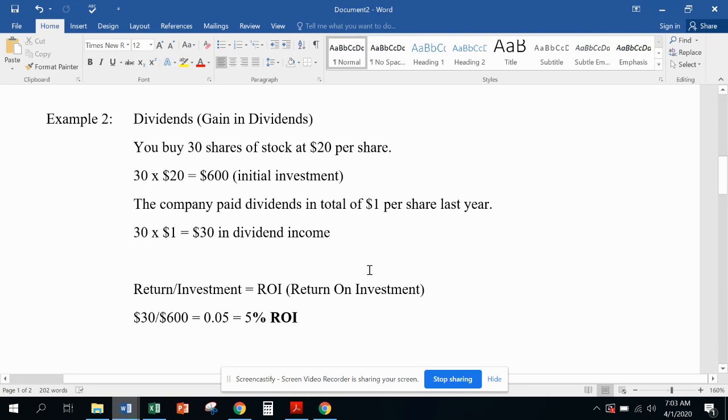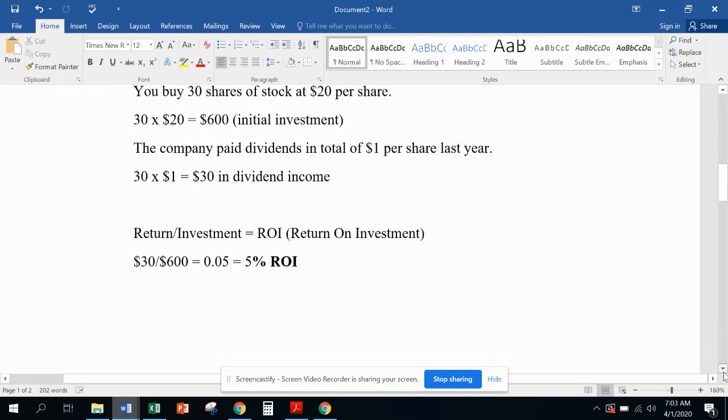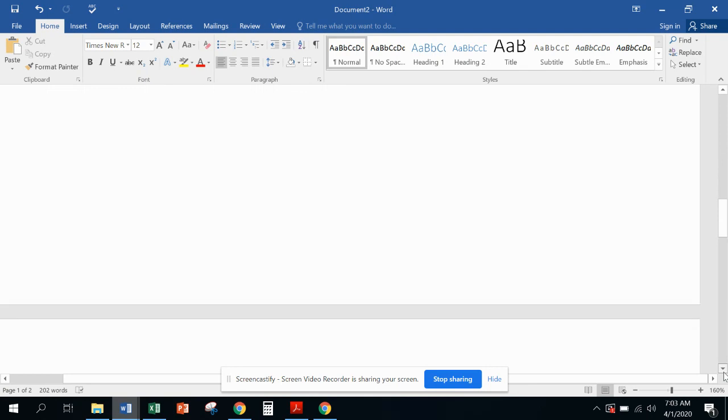So once again, our ROI, our return on our investment, is the money that we got, our return, $30, divided by our initial investment, $600. 30 divided by 600 is 0.05, or a 5% return on investment. Okay, so we've got capital gains and we've got dividends. We looked at them separately in examples 1 and 2. Now let's take a look at their combined impact.